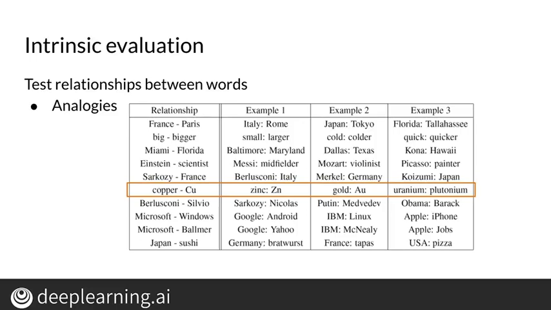Note that the analogies are not perfect. For example, the word embeddings fail to completely capture the relationship between chemical elements and their symbols. The symbol for copper is Cu, the symbol for zinc is Zn, the symbol for gold is Au, the symbol for uranium is U, but the Word2Vec embedding outputs the word plutonium instead of U.